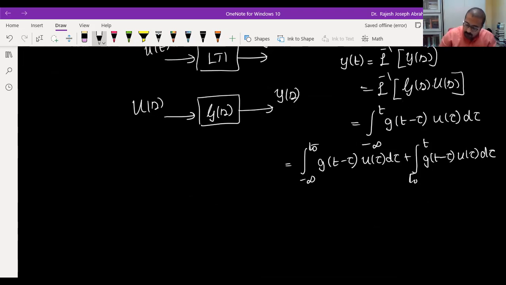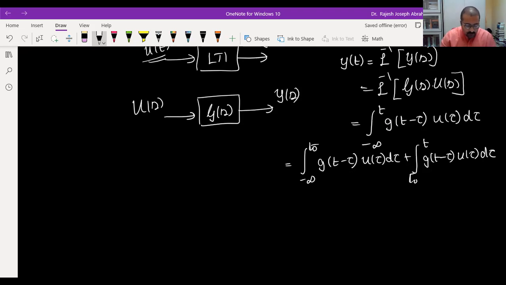Okay, so what is the first term on the right hand side? That corresponds to the initial condition, because it's from minus infinity to t naught. That means the initial condition. Okay, and what is the second term? It is by virtue of the input signal u of tau, u of t as the input signal here. So the first term is because of the initial condition, and the second term is due to the input signal.